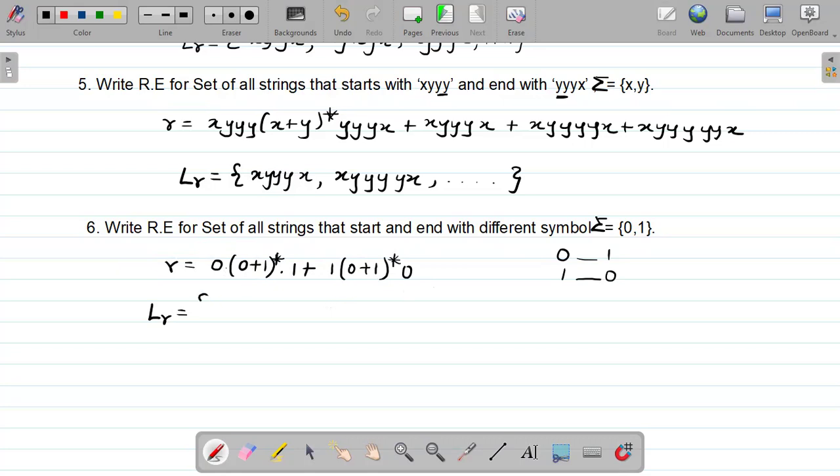So which strings will get generated? If epsilon comes in between, we'll get the minimum 0 1 and 1 0. Then we can have 0 0 1, we can have 1 0 0, and so on. Many more strings can come. So again, we should be careful whenever we are writing regular expressions so that we can cover all the different cases. Here it is starting and ending with a different symbol, so there is no overlapping here. I hope it is clear.